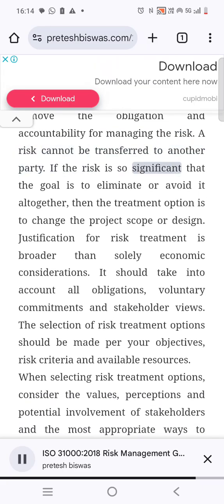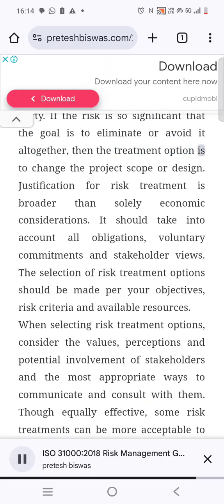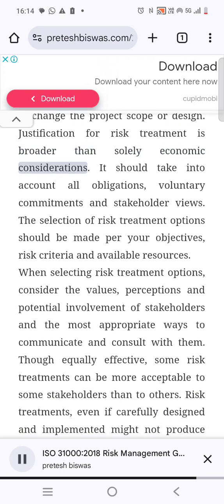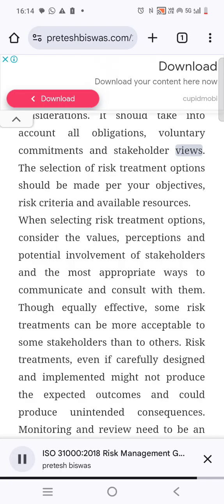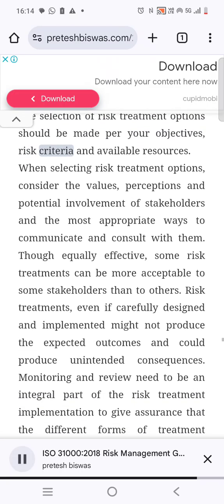If the risk is so significant that the goal is to eliminate or avoid it altogether, then the treatment option is to change the project scope or design. Justification for risk treatment is broader than solely economic considerations. It should take into account all obligations, voluntary commitments, and stakeholder views. The selection of risk treatment options should be made per your objectives, risk criteria, and available resources.